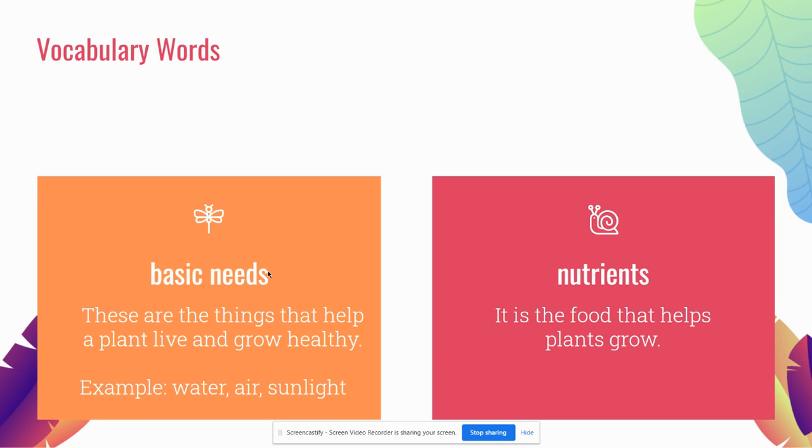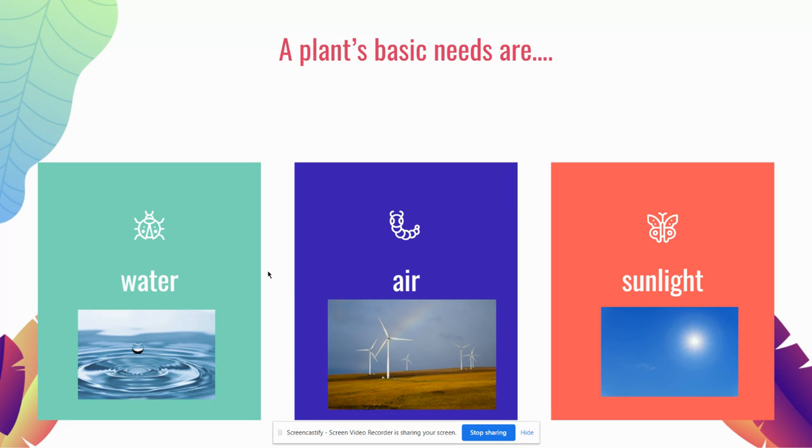So, basic needs. Basic needs are the things that help a plant live and grow healthy. For example, water, air, and sunlight. Now, nutrients is the food that helps the plants grow. So you have basic needs and you have nutrients. So remember, the nutrients are the food that helps the plants grow, and then the basic needs are the other things that also help the plants grow. Now, here you have a plant's basic needs: water, air, and sunlight.